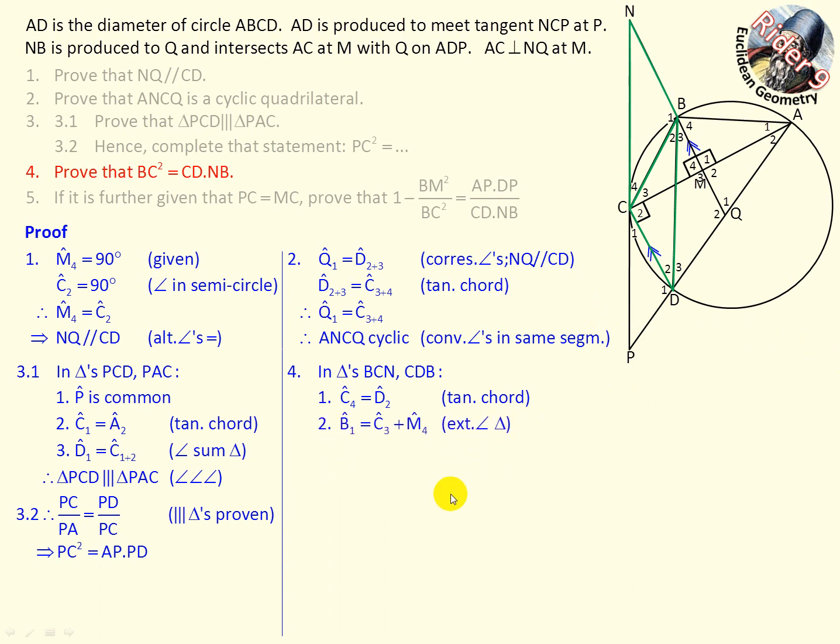Now a little mini proof. B1 equals C3 plus M4, exterior angle triangle, which is C3 plus 90 degrees, which is angle BCD, which is in fact the angle there. Finally, remaining angle N is equal to the remaining angle B2. So we have the triangles similar, stated in the correct order. Angle B equals angle C equals angle D, angle N equals angle B.